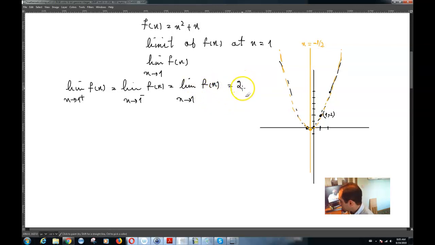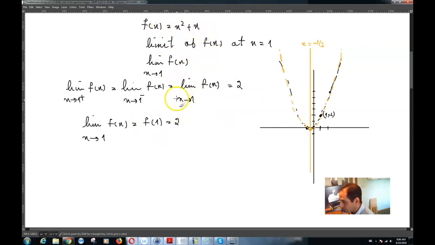So now here you observe that, again, we can see that the limit of f of x as x tends to 1, for example, is equal to f of 1, which is equal to 2. That is basically, again, what we have seen in almost all of the examples that we have done.